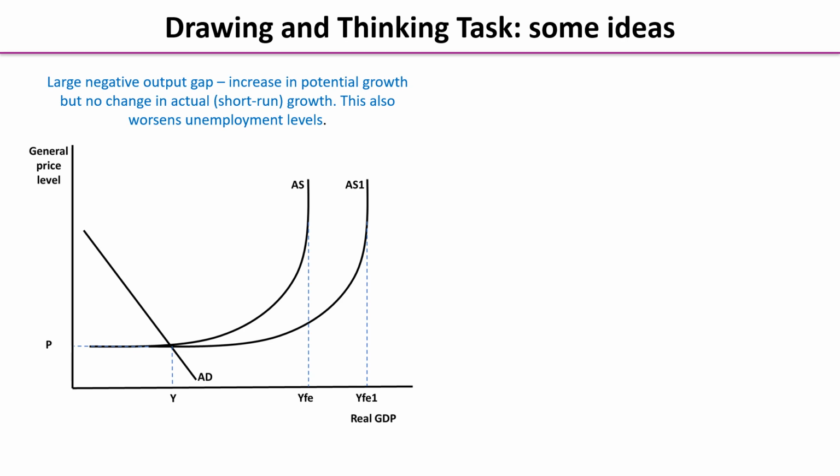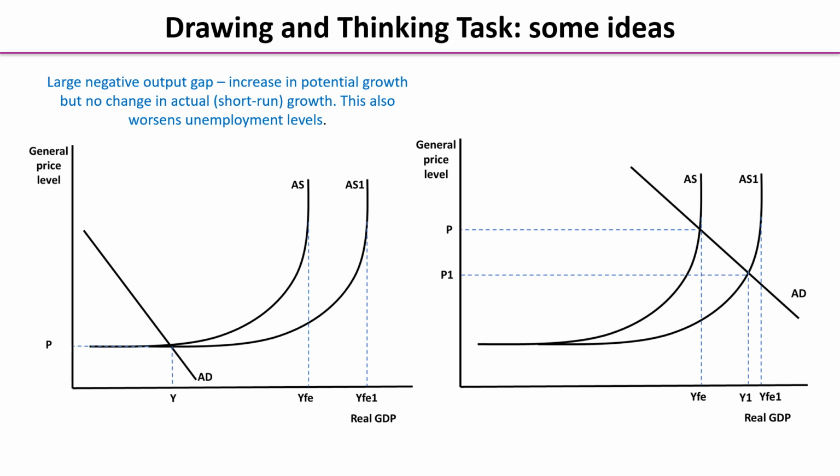Now let's take a look at what happens in the second diagram, where we start out with no output gap, but with employment and growth in the economy operating at YFE, at full employment levels. Now, in this case, an increase in supply side or an improvement in supply side policies enables us to increase AS by shifting it out to AS1.